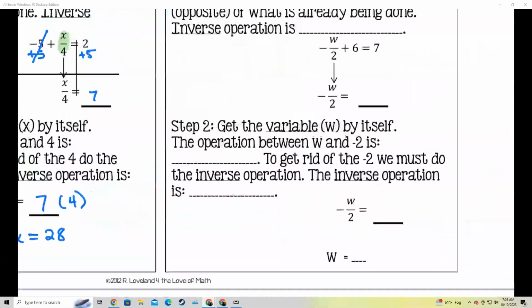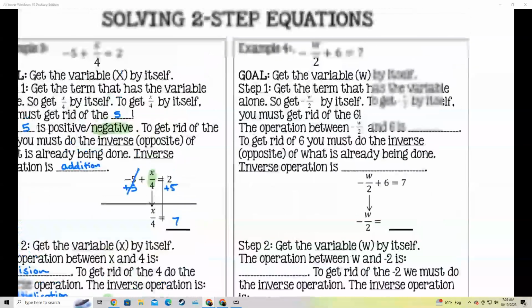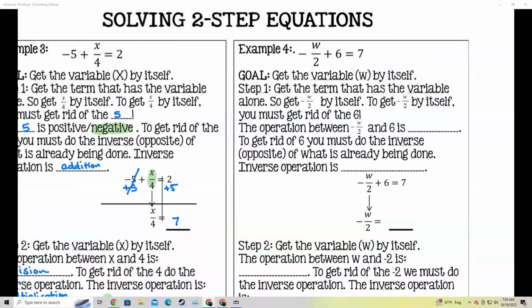All right, one more, and the long parts are done. Okay, here we go. Negative w over 2 plus 6 is equal to 7. The goal is to get the variable w by itself. In order for me to do that, though, I need to get the term that has a variable alone. So I want to get the negative w over 2 by itself.